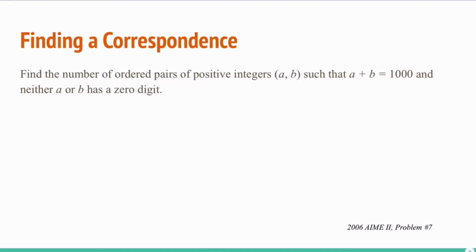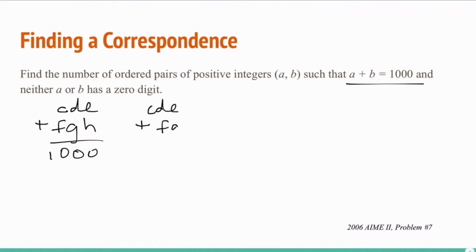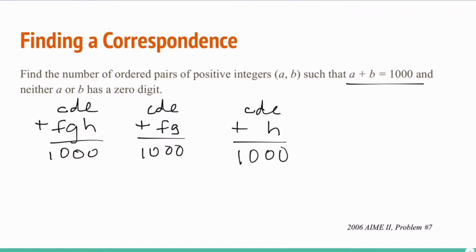Let's now explore a problem in which there is a correspondence. Find the number of ordered pairs of positive integers (a, b) such that a plus b equals 1000, and neither a nor b has a 0 digit. Nothing pops out immediately, but we can rewrite this problem. a plus b equals 1000 can be written as CDE plus FGH equals 1000, CDE plus FG equals 1000, or CDE plus H equals 1000, where all of the letters are digits.